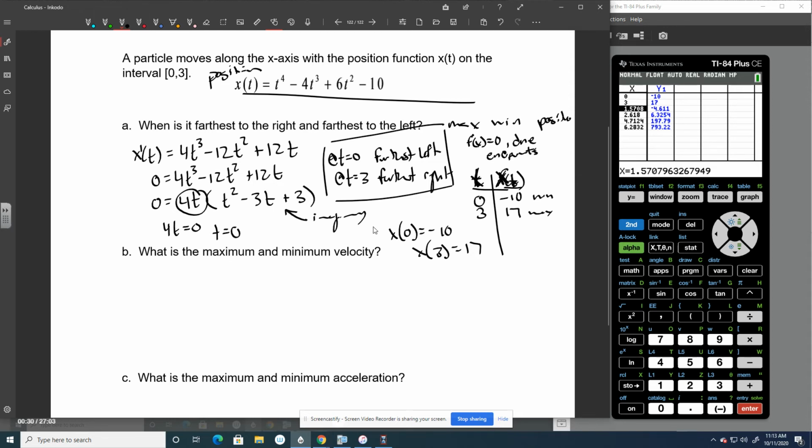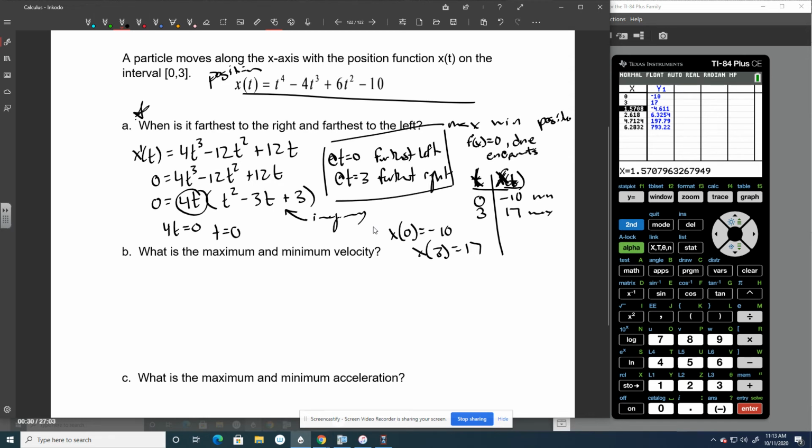Now it says, when is the maximum? And that just comes back to reading the question carefully. That "when" word right there tells me that they don't care what the minimum and maximum are. They just want to know when it happens, which is my t value.